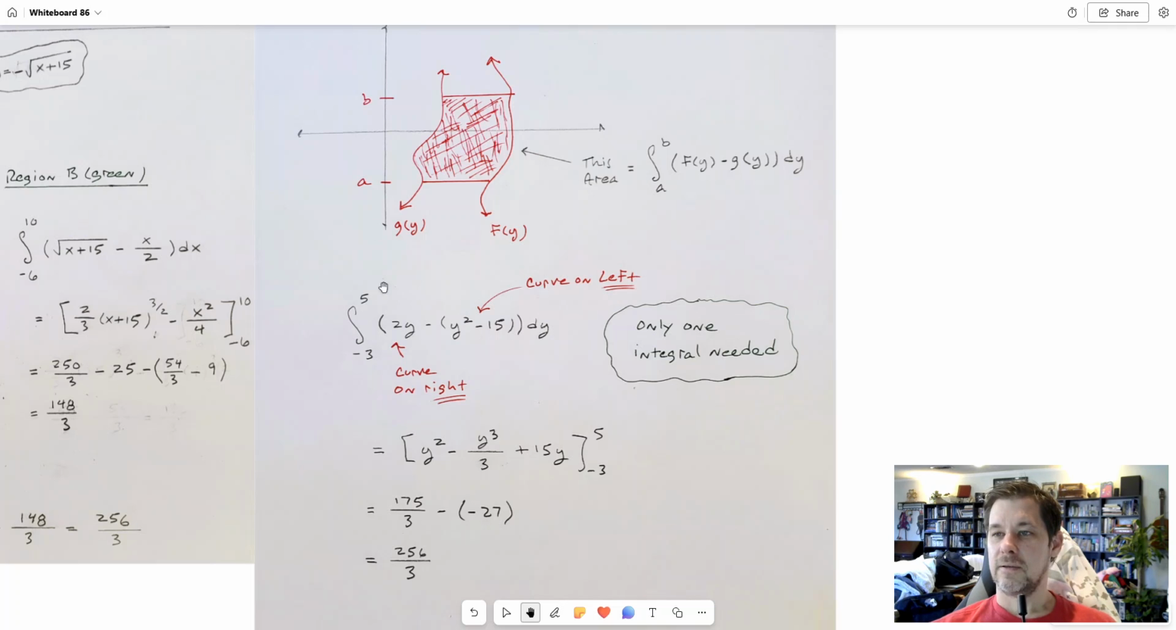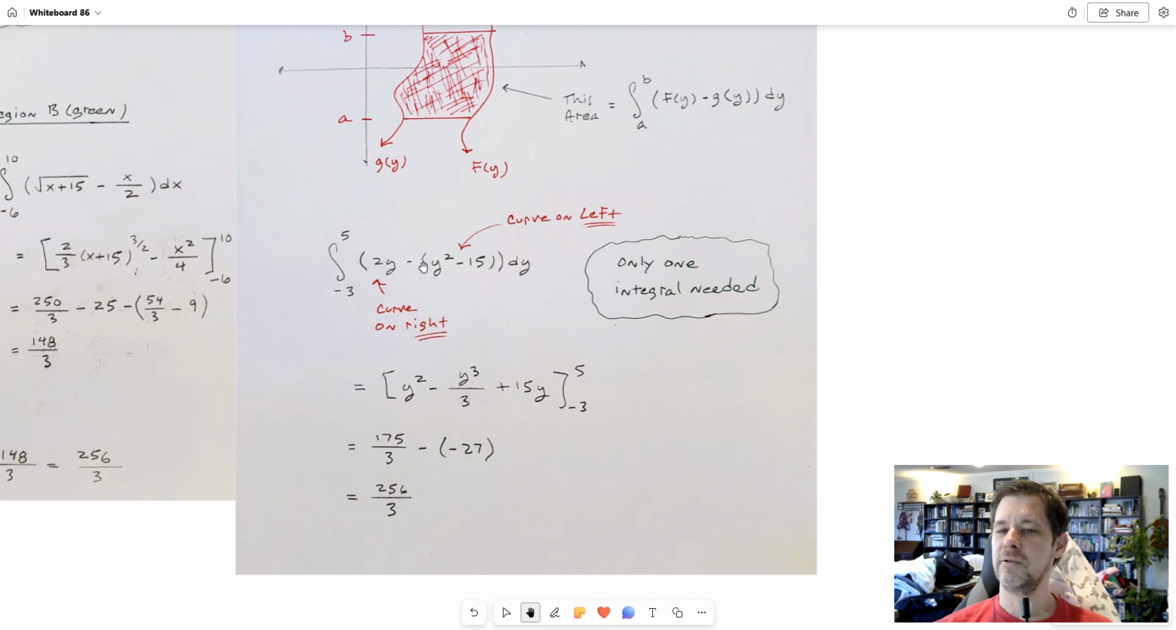All right, so there's that integral that I just described. I got the curve on the right is x is equal to 2y, and then the curve on the left is x is y squared minus 15. Be sure to subtract that entire thing if it has more than one term. Notice I put parentheses there to indicate that subtraction built into the integral would apply to that entire function.